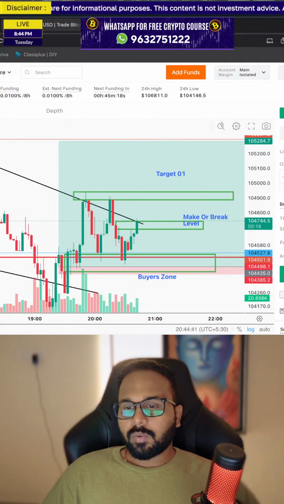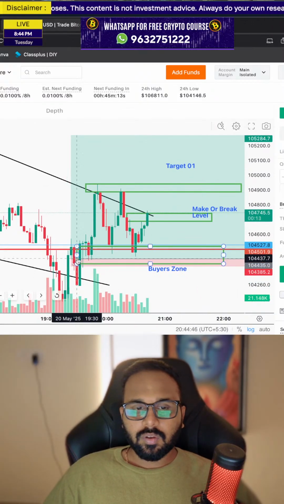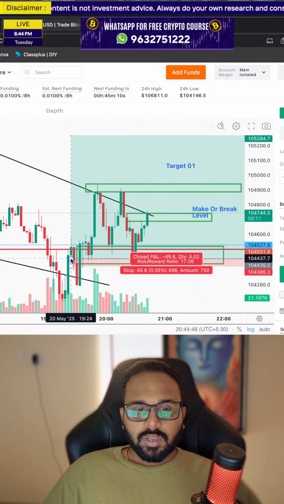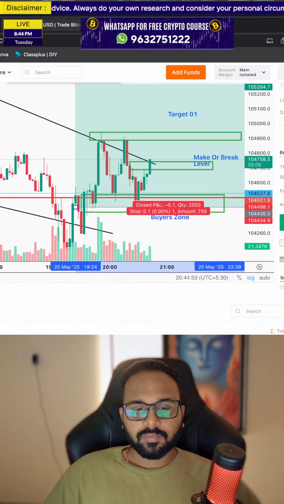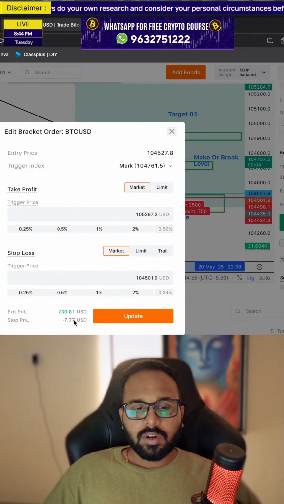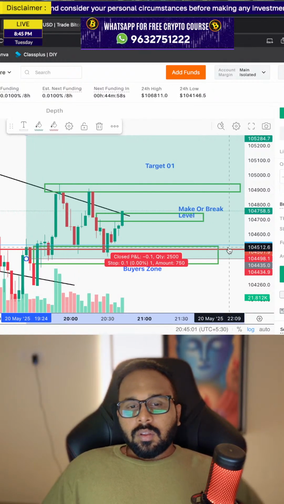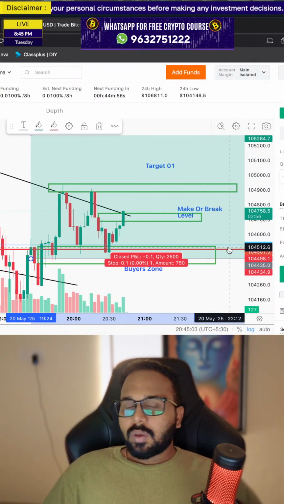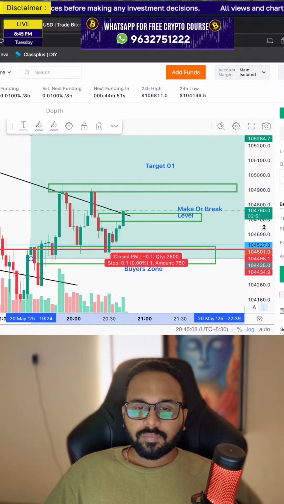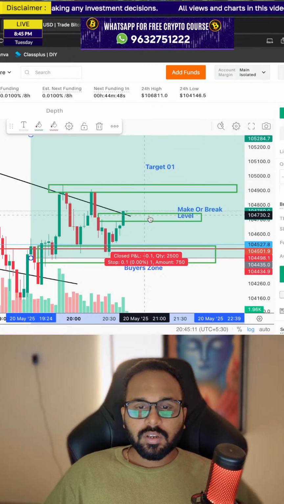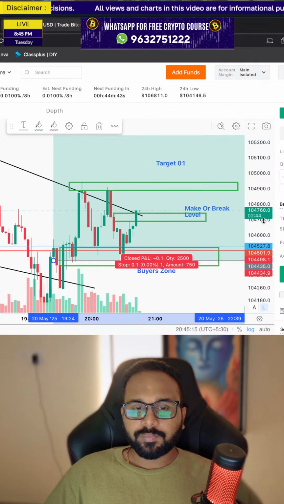I have moved my stop loss to cost and I'm just going to leave it as it is. So here you can see my stop loss is nothing. What is the stop loss? $7. Profit is $230. Okay, it's holding on above the break level. Not yet confirmed. It has to show continuation. 3 more minutes are there.